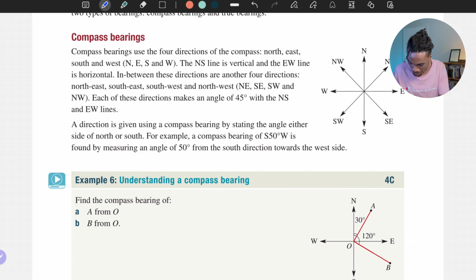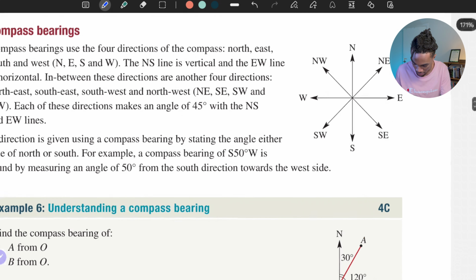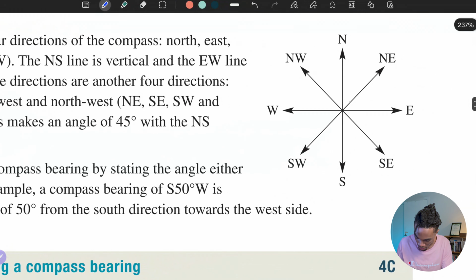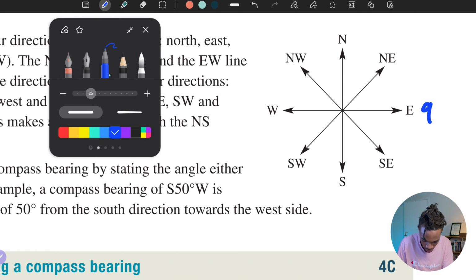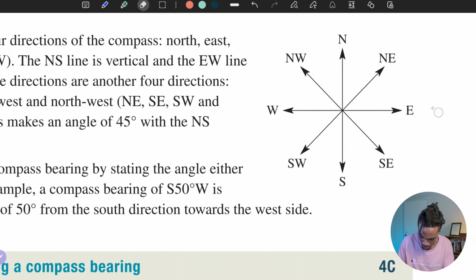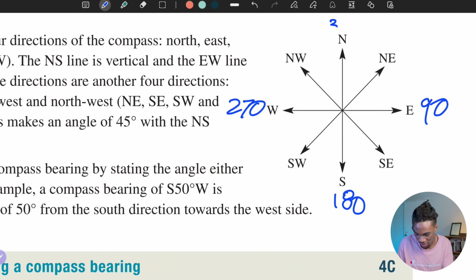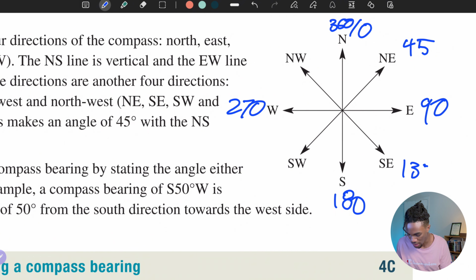It always points to north, right? North, east, south, and west. East is 90 degrees away from north, south is 180, west is 270, and then north is 360 or 0. And each of the points in between, so northeast, is going to be 45 degrees away, and so forth for the rest of these, 135 degrees, etc.